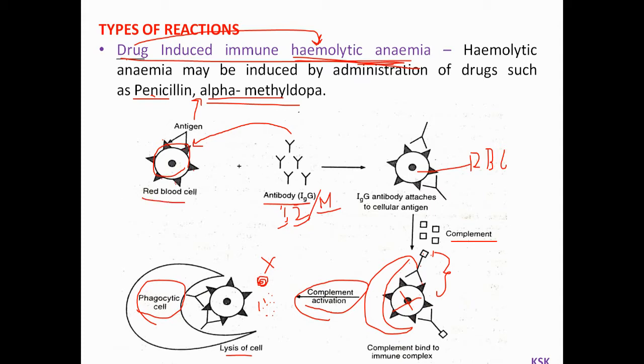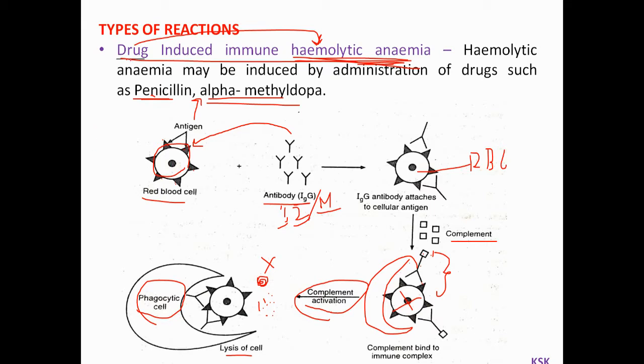Whenever these drugs get deposited onto the RBC, antibodies attach to them. The drugs acting as an antigen result in the formation of an antigen antibody complex. Then immediately the complement gets activated and attaches to this complex. The complement activation results in the phagocytic action on the RBC. Therefore, the RBCs get broken down. Thus hemolytic anemia takes place when we take penicillin or alpha methyl dopa. The same type of principle.